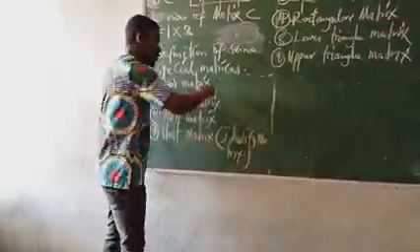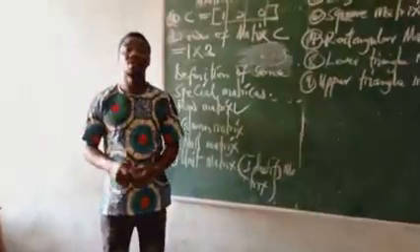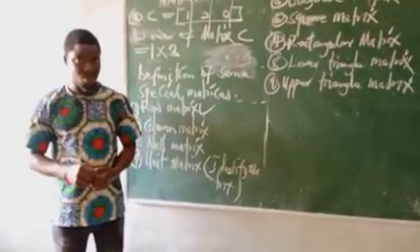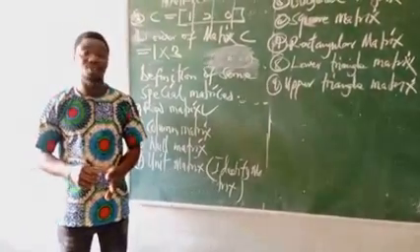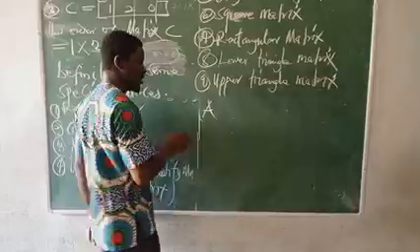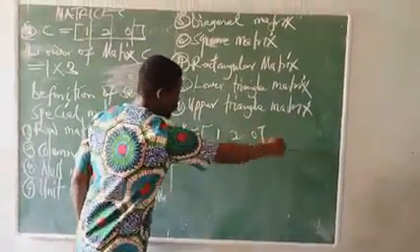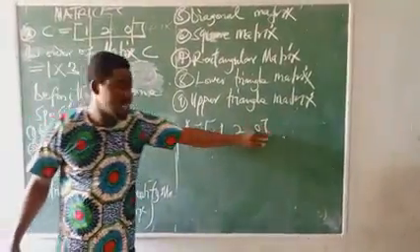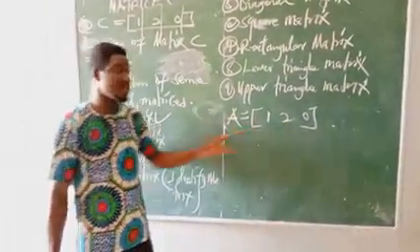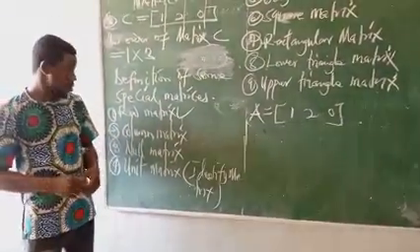So for the first one, the row matrix. A matrix is said to be a row matrix if it contains one row. So any matrix that contains one row is referred to as a row matrix. For instance, please look at this place. For instance, A equals 1, 2, 0. So you can see that this matrix only has one row. So for that reason, this particular matrix A is referred to as a row matrix. So it's a very good example of a row matrix.